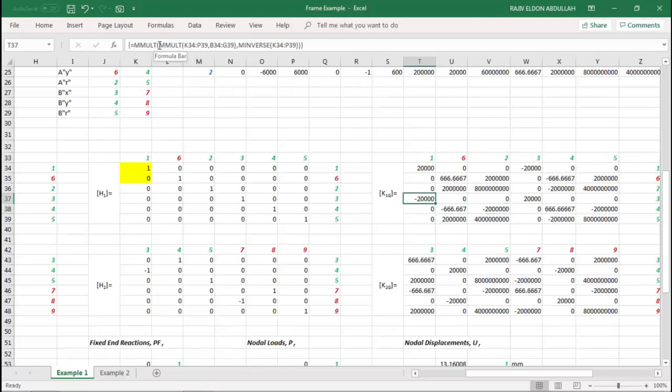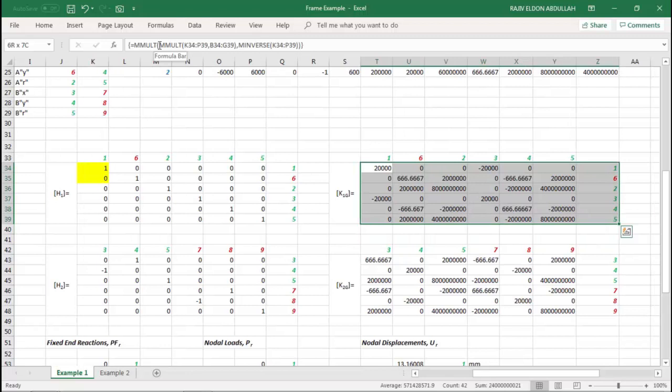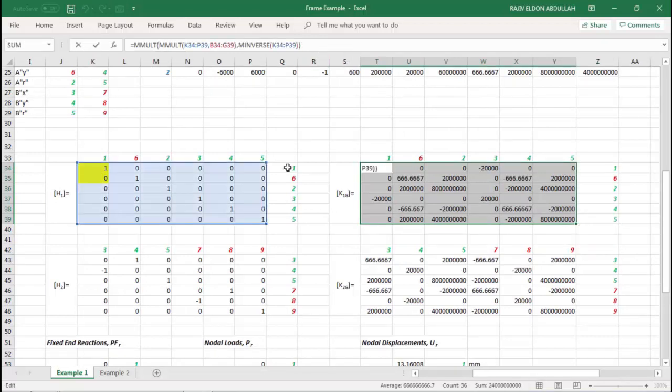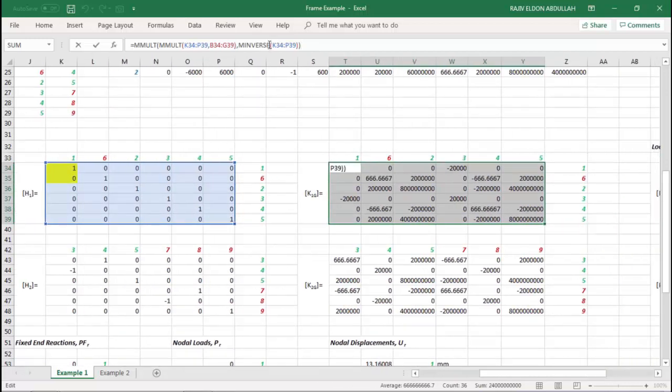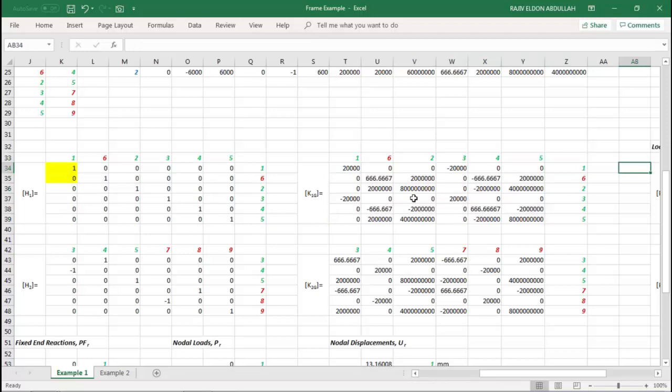Now to get K1G, you do need to perform the operation. You multiply twice. Okay, first you multiply H and K1L. Then you multiply that product by the inverse of H. So it's a double multiplication step, similar to what you did for truss members. Okay, so now you have your global member stiffness matrix.